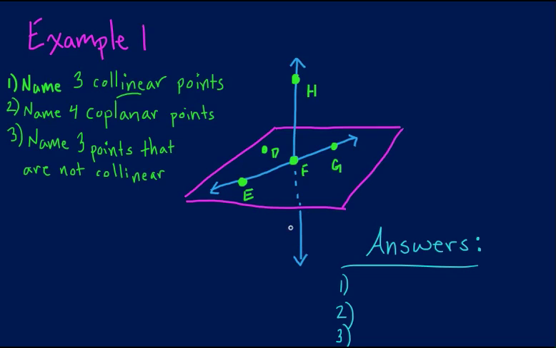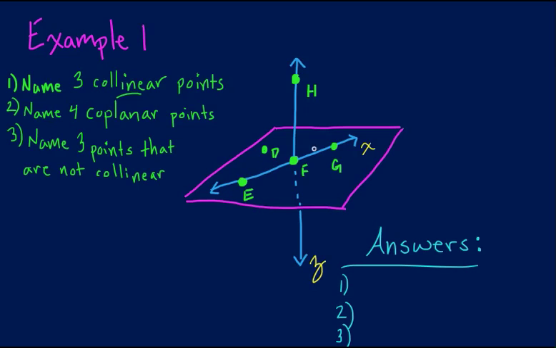Okay, let's identify these lines. Let's identify this as line Z, and I'm going to write it in cursive because, remember, we want to identify lines in handwriting so we don't get it confused with the points. And let's do this as line X. Now we have to identify 3 collinear points.